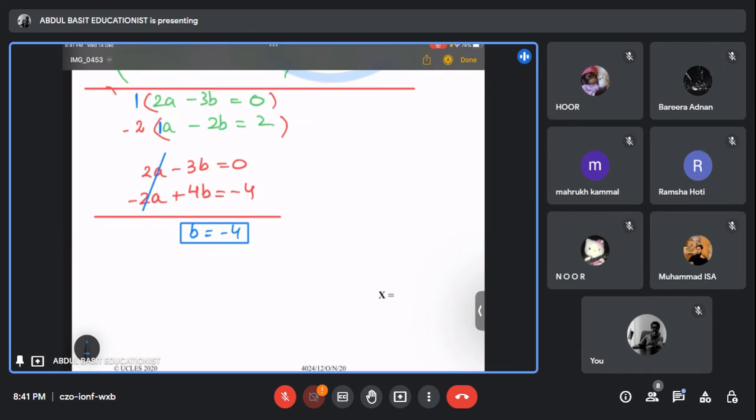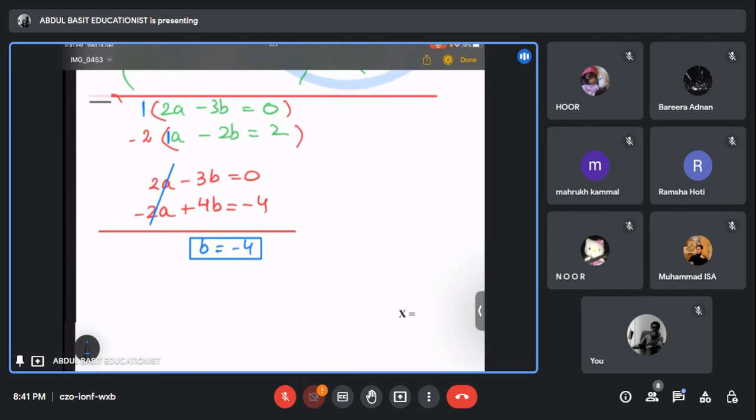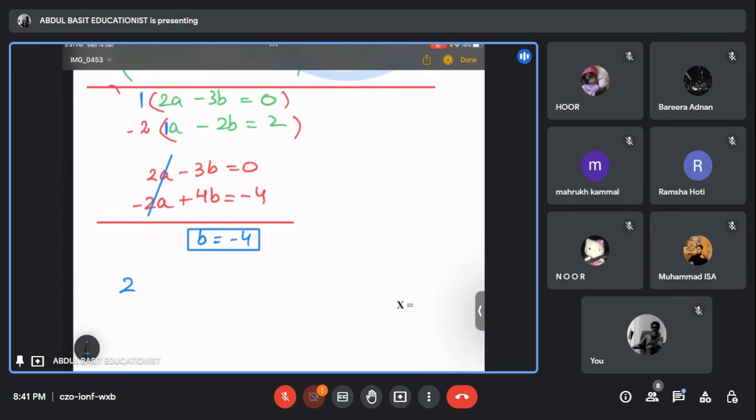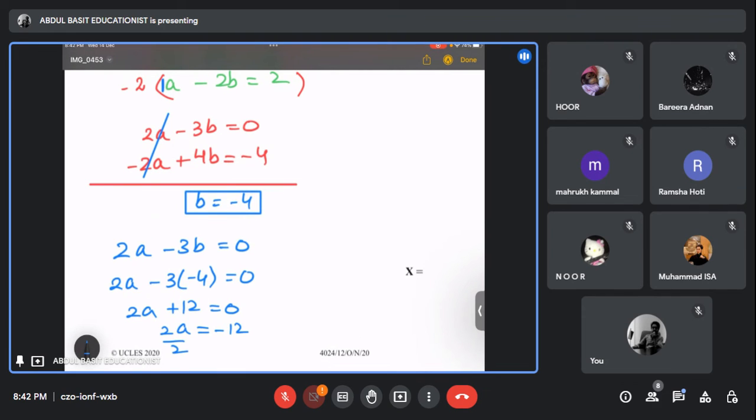Okay, once you have one of the variables, it means that you can find the other one as well. You had two equations, you can put it in any equation. 2a minus 3b is equals to 0. In this I will put b. The value of b is minus 4, so 3 times minus 4, that is equals to 0. 2a plus 12 is equals to 0. 2a is equals to minus 12. Okay, so divide by 2 on both sides, so a is equals to minus 6.